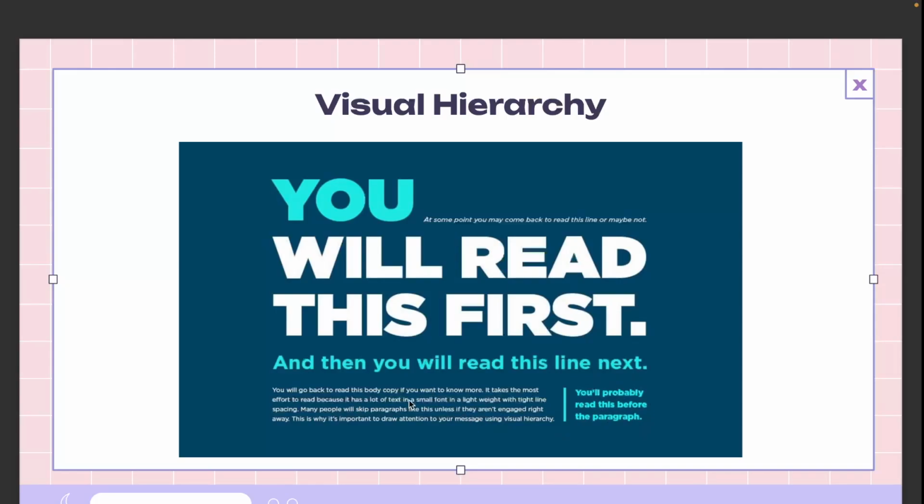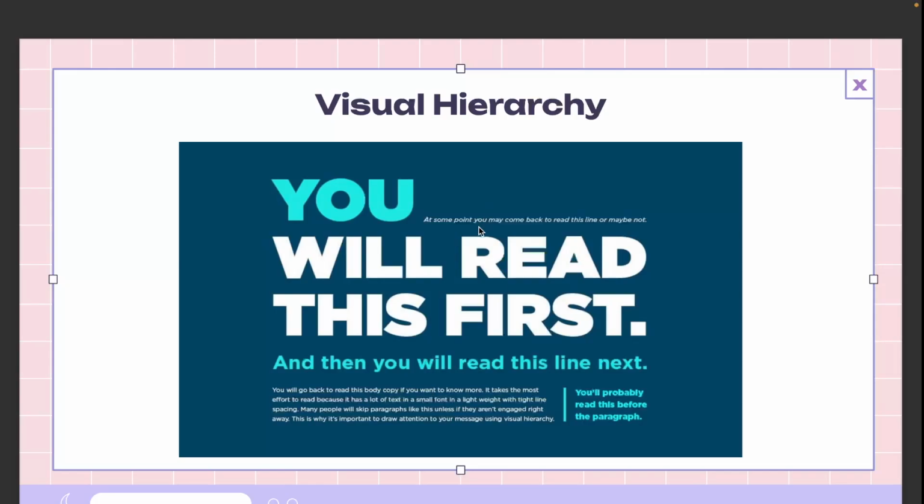I don't think you would have read it. Maybe at some point you come back to read this line, or maybe not, because your eyes are already fixed here. Maybe you might not have gone here, especially since it's in italics. Notice it is in italics. This line is this size, and this size is also the same. It's the same size. The only thing is it is in italic. So your brain is not going there.